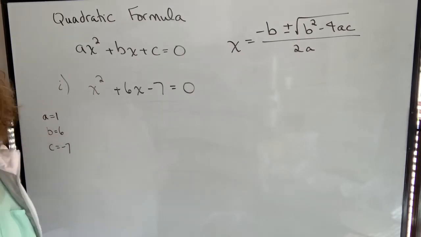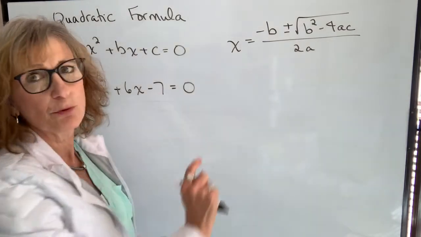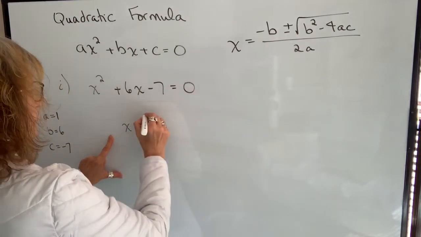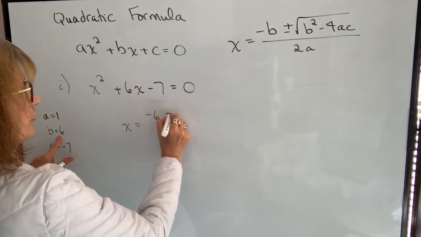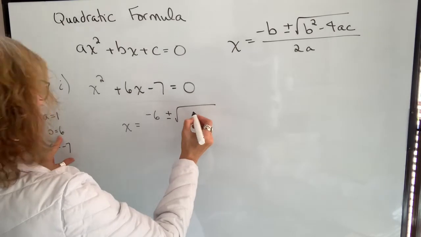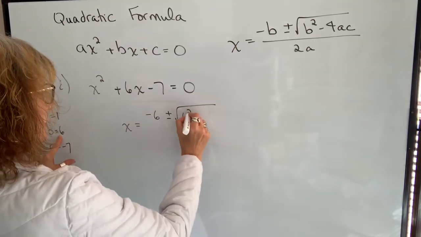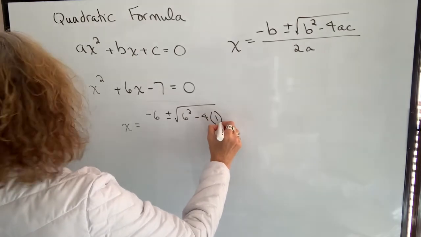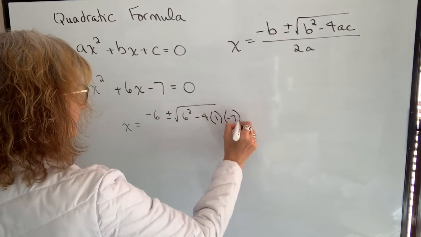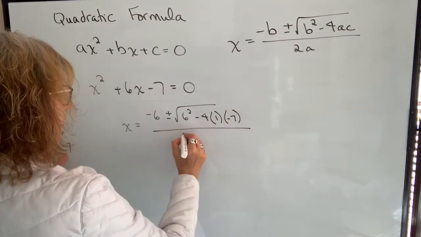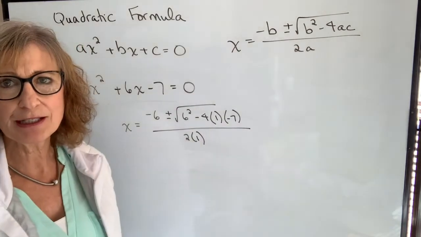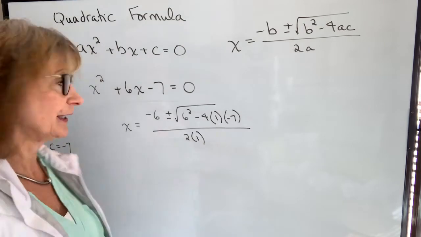Now that I've identified those, I'm just going to plug into my formula. So x will be equal to negative b, so negative 6, plus or minus the square root of b squared, so 6 squared, minus 4 times a times c, the whole thing over 2 times a. So you just plug into the formula and then you simplify and evaluate.